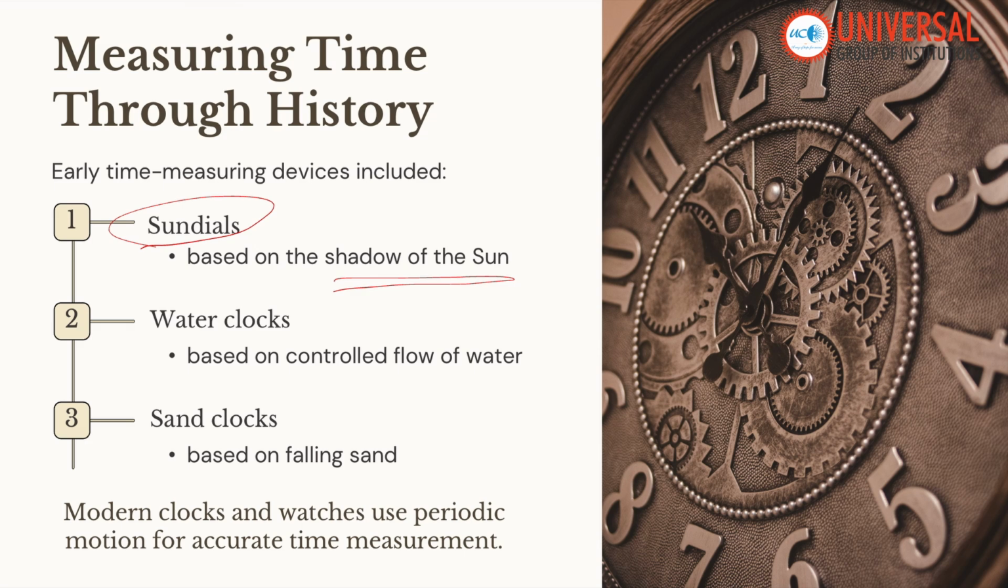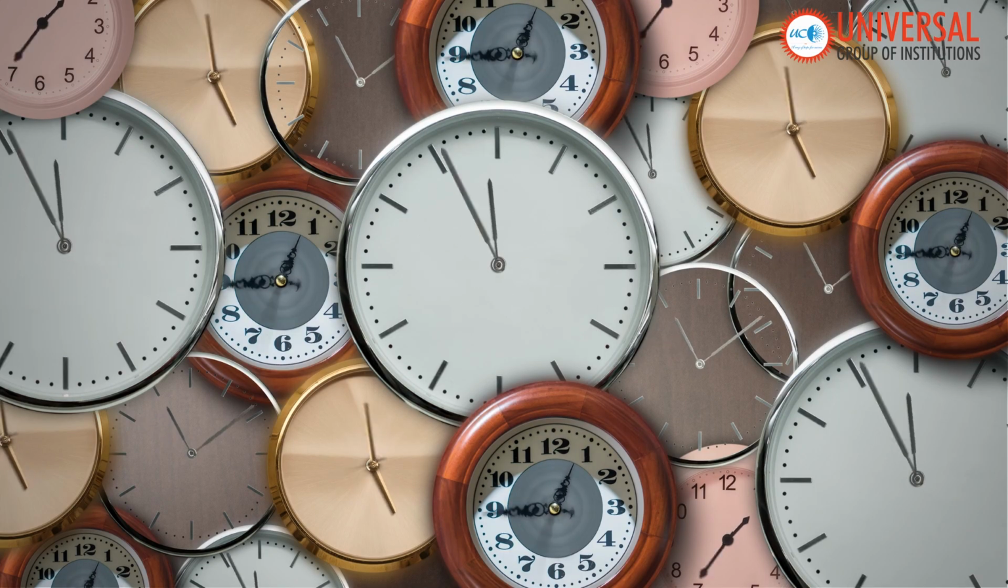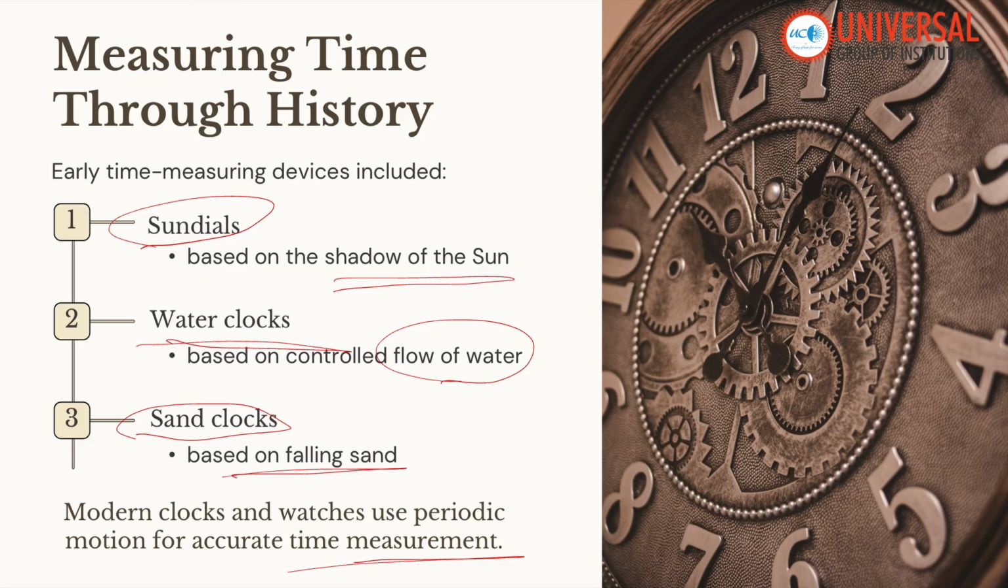And then we have the water clock, which was based on the controlled flow of water. And then we had sand clocks, based on the falling of sand from one region to another. So these are the early time measuring devices. The modern clocks and watches which we use are based on periodic motion for accurate time measurement. For example, the watches, the wall clocks, the digital watches which we use these days, are accurate units which help us to measure time.